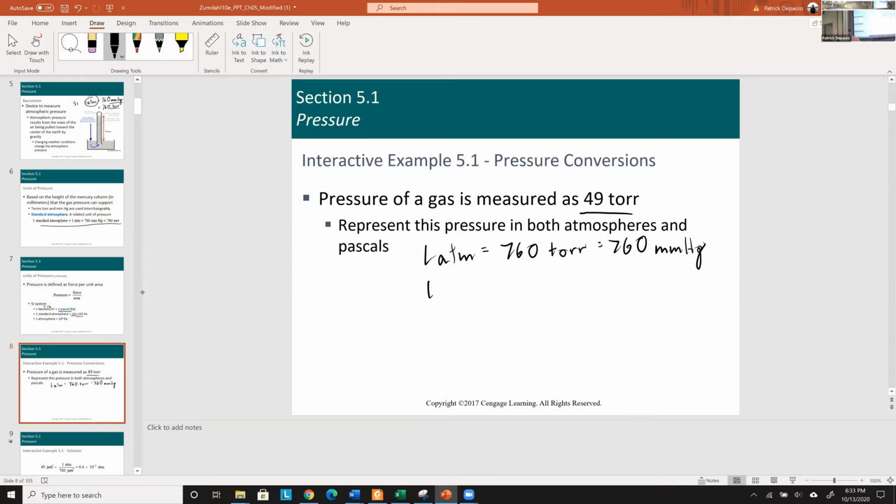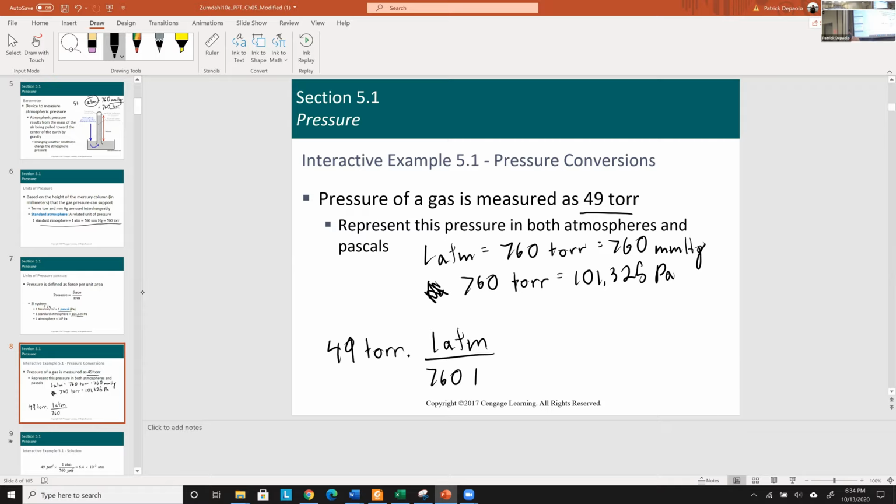And then we have 760 torr, which is also equal to 101,325 pascals. So if we have 49 torr and we're converting to ATM, we would do 1 ATM divided by 760 torr, and the torrs would cancel out, and you get 49 divided by 760, a very small number, .08 something. And it's on the next slide.